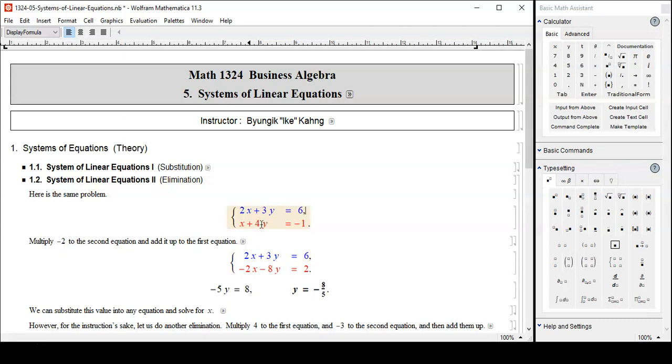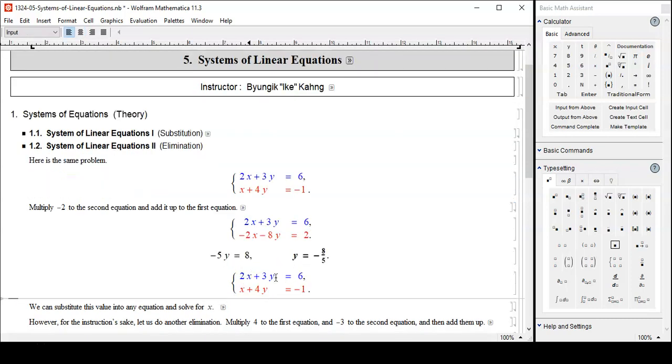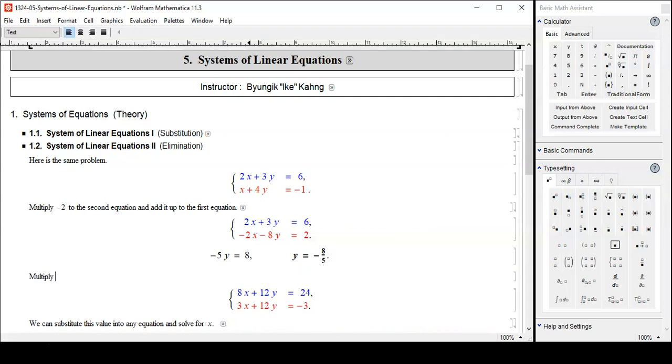3 times something, 4 times something. So 3 times something, multiply the first equation by 4, and down here, multiply the second equation by 3. And then we can subtract, then 12y will be gone.